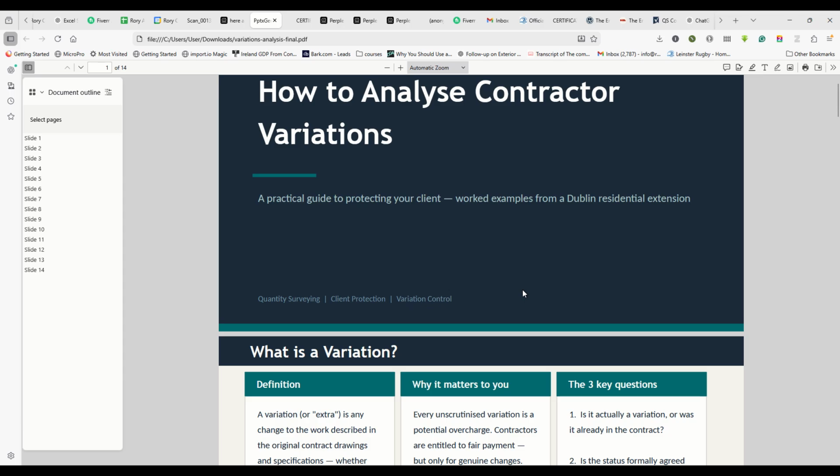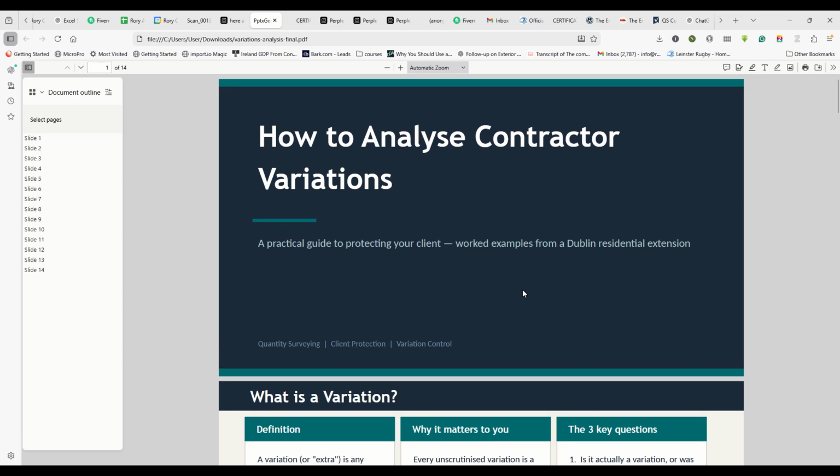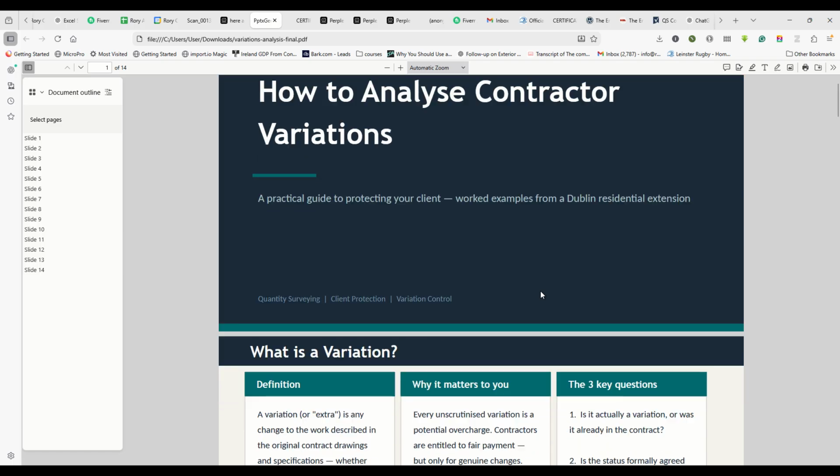Just want to talk to you about variations here, and how to analyze them. If you are a QS or a homeowner, how do you analyze variations? Because they can be a shock to the system. So the first thing to do is to get into an analytical framework where you are analyzing them on logic.